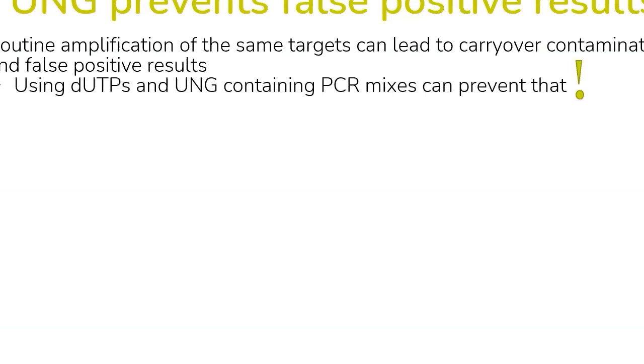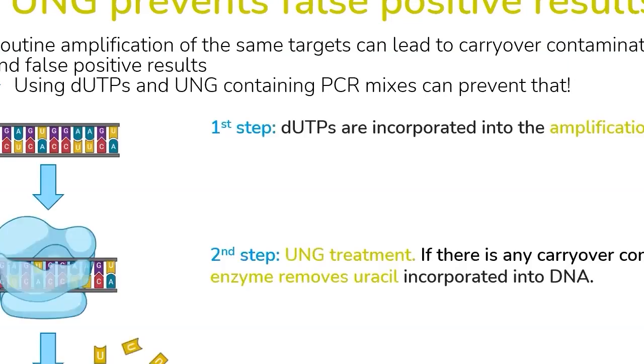And how can we combat that? We can combat that by using PCR mixes that contain the UNG enzyme together with the dUTP nucleotides. And how does that function? What is the mechanism of that? So if the PCR mix has dUTPs instead of dTTPs, then these are also incorporated into the amplification product during the reaction. And it's really important to keep in mind how many copies of that amplicon you have in the end. PCR can produce more than millions of copies of a specific target.